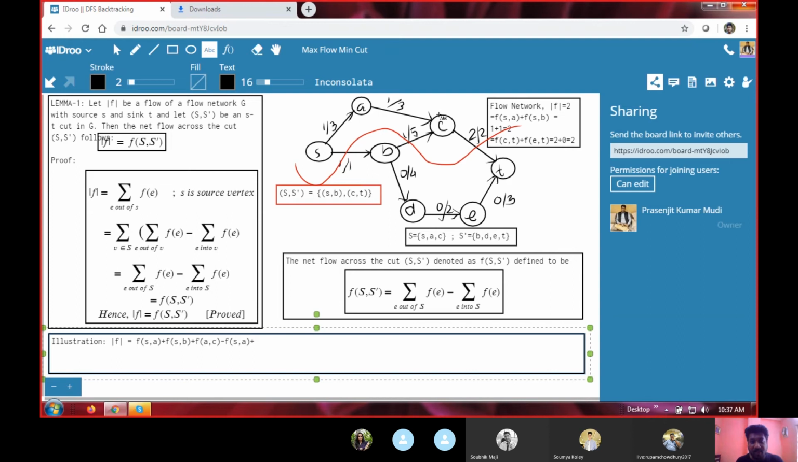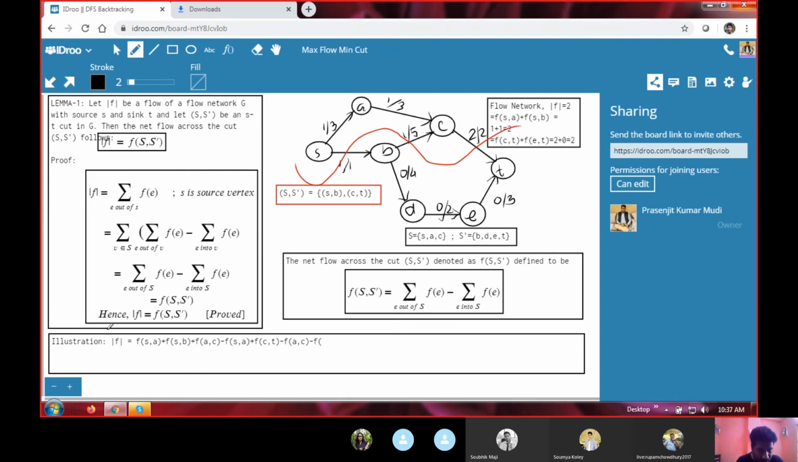Next you consider vertex C. We have one outgoing edge and two incoming edges. So plus f of C comma T, which is the outgoing edge, but minus f of A comma C, okay, and minus f of B comma C. Okay, these two are incoming edges. And why is this line equal to this line?